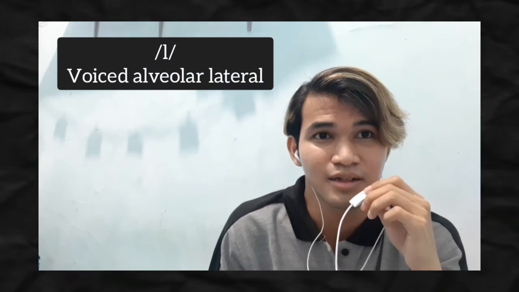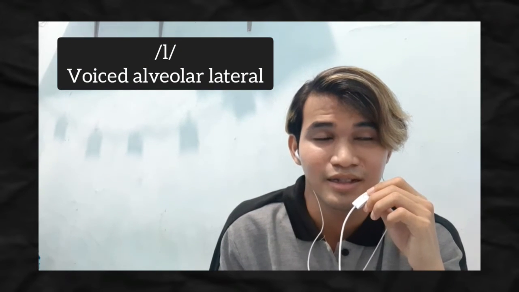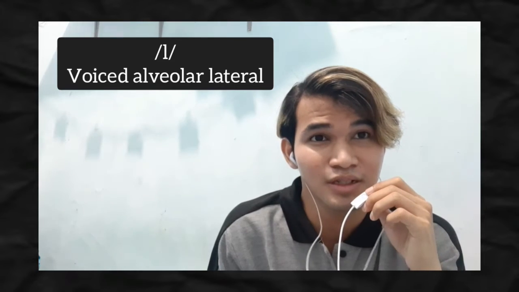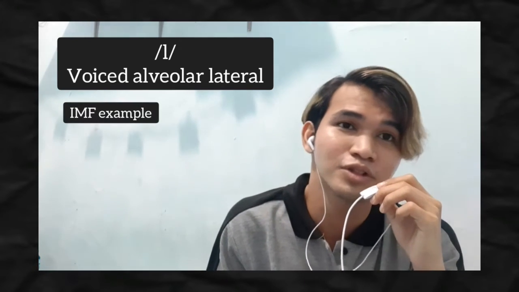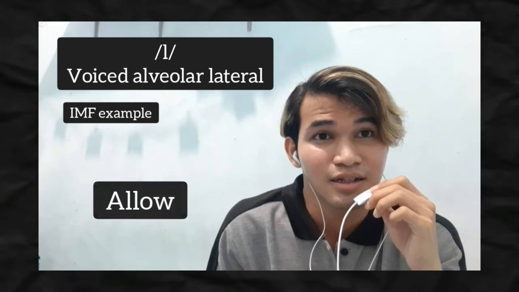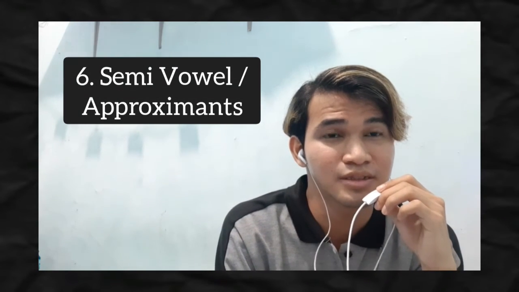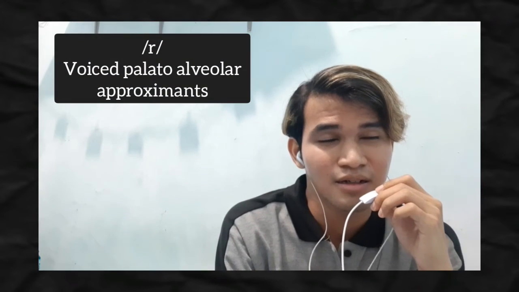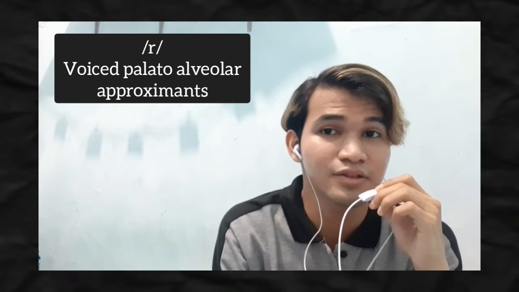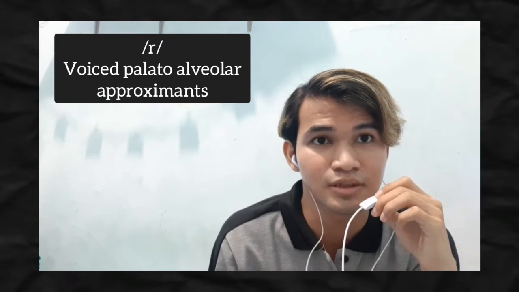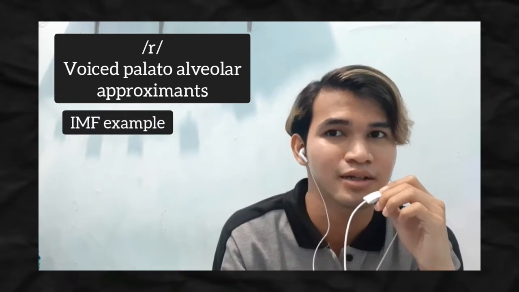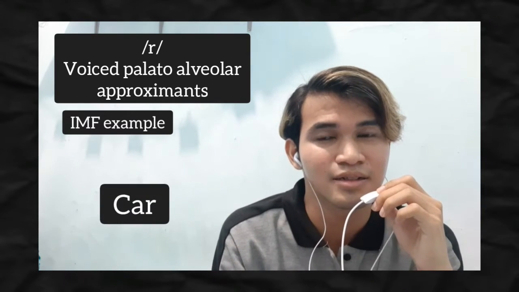And the fifth is lateral. The example of it is l. And that is voiced alveolar lateral. And the example words are low, fall. And the sixth is semivowel or approximants. The example of it is r, that is voiced palato-alveolar approximant. And the example words are car, roses.